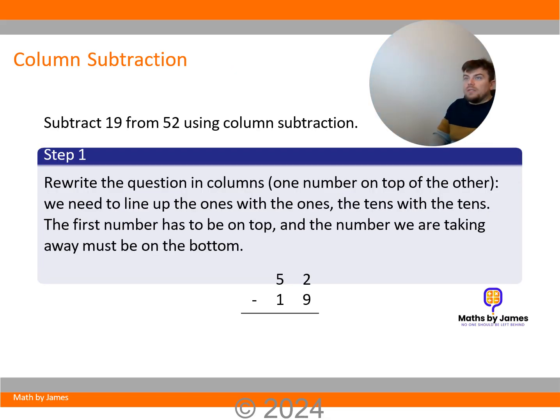In this example, we subtract 19 from 52. We need to write it out as 52 and 19 in place value order. So we're rewriting the columns, one number on top of the other. We need to line up the ones with the ones and the tens with the tens. The first number has to be on top, and the number we are taking away must be on the bottom. So here we've got 52 take away 19.